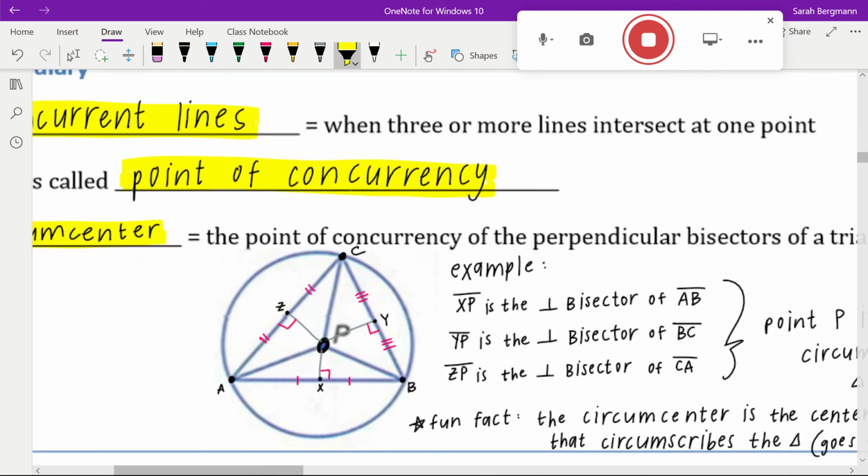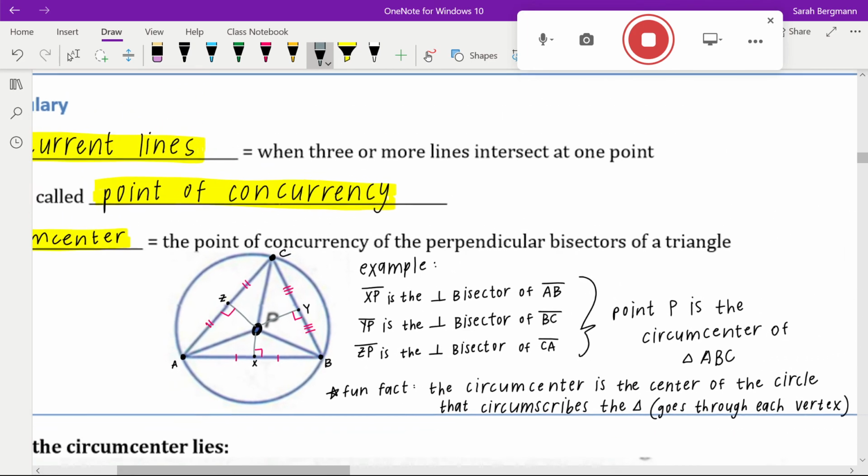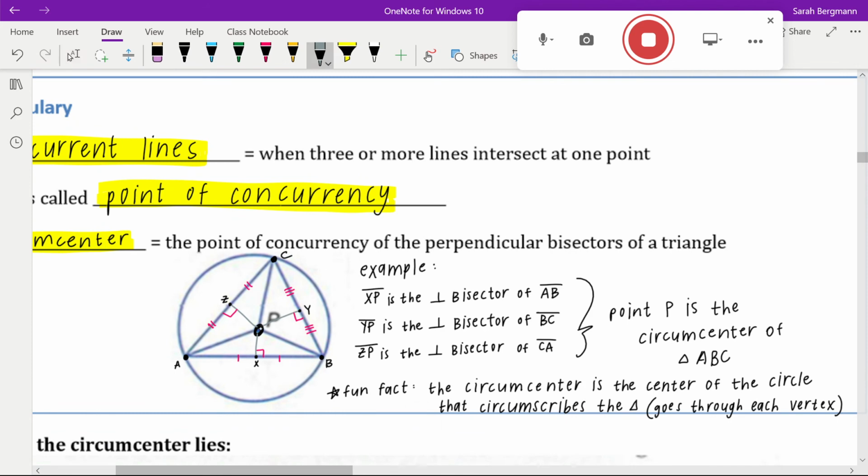If we took triangle ABC and drew all the perpendicular bisectors for each side, so segment ZP, segment YP, and segment XP, all 3 perpendicular bisectors, one for each side, they will all meet at one point, point P. This point P is called the circumcenter. A fun fact is that the circumcenter is the center of the circle that circumscribes the triangle. That means that it goes through each vertex of the triangle. Goes around the triangle.